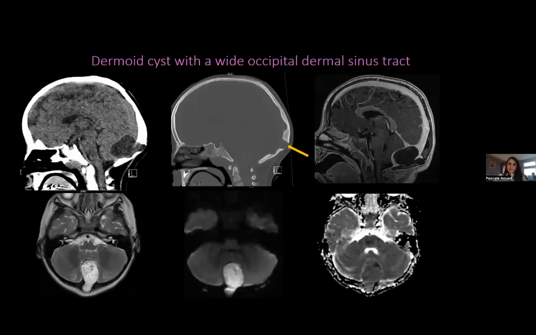This is an example of another patient who had a dermoid cyst in the occipital region with wide dermal sinus tracts. So this lesion was extra-axial, posterior to the cerebellar vermis and causing some mass effect. And you can appreciate the wide dermal sinus tract through the occipital calvarium. We have an enhancing wall, corresponding restricted diffusion, and some heterogeneous signal on T2.